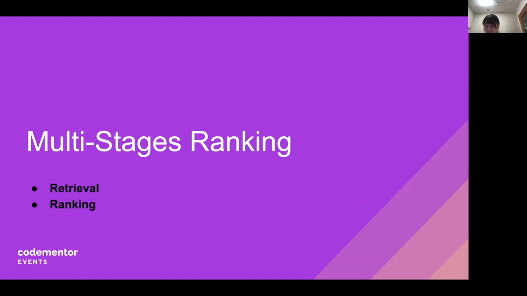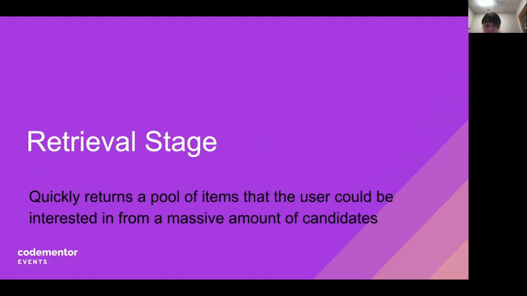Speed is the reason why this multi-stages architecture is widely adopted instead of using a single giant model to rank everything. This design results in a balance between speed and accuracy. Let's have a look at the retrieval stage first.